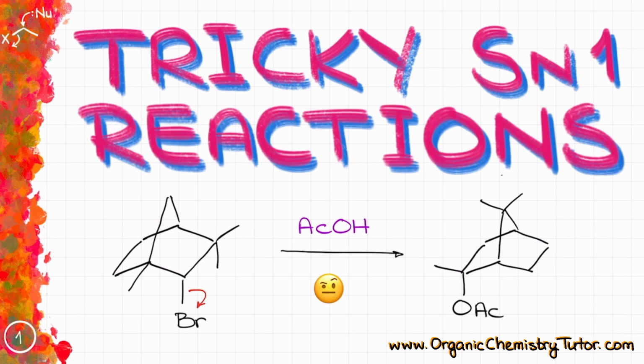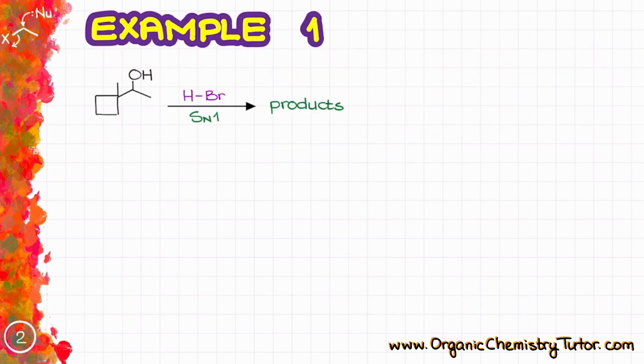Hello everyone, Victor is here, and in this video I want to talk about the tricky SN1 reactions, the ones that require some tricky carbocation rearrangements. So let's look at this example over here. In order to figure out what sort of product we're going to get, we're probably going to need to work through the mechanism. So let's do that.